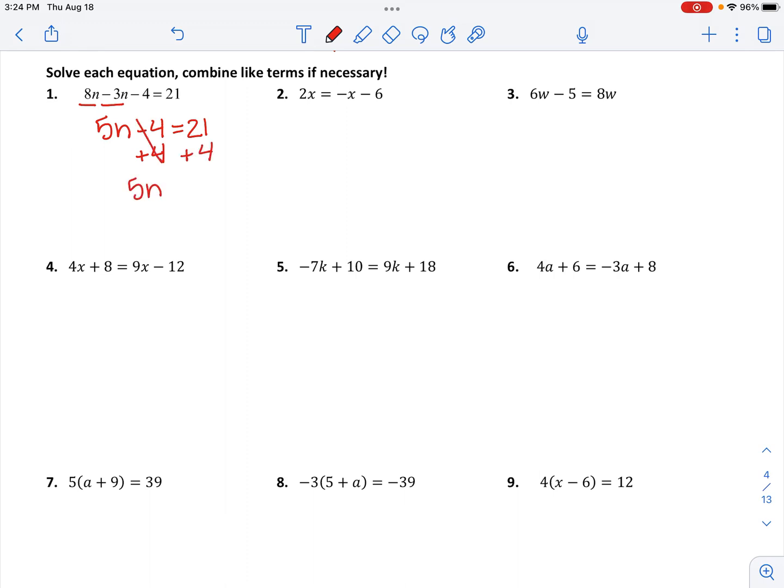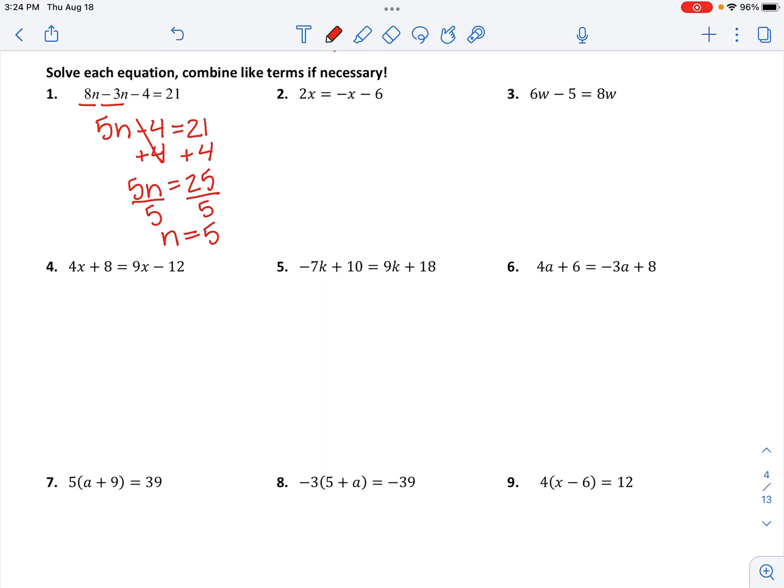Bring down the 5n, the negative 4 and positive 4 are canceling each other out. We're going to get 0 there. 21 plus 4, we get 25. Last step, we have 5 times n. Undo that multiplication with division, and we're left with n equals 5. So the only added step there was to combine like terms at the beginning.